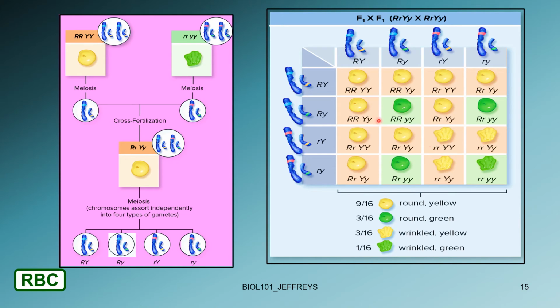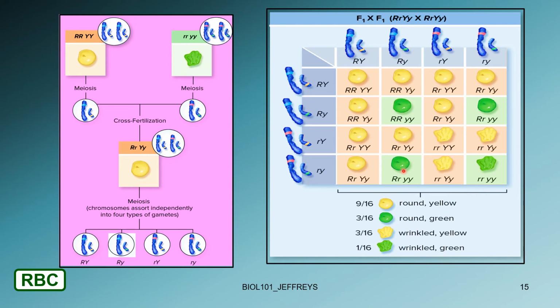And so what you see here is, okay, so big R, big Y is round yellow. Round is the dominant shape, yellow is the dominant color. And remember, heterozygotes are always going to express the dominant. So this is round yellow, round yellow, round yellow, regardless of what the genotype says here. If you have a dominant in there, it's going to be expressed: round yellow, round yellow, round yellow. There's another round yellow, and there's a round yellow there. So that's 4, 5, 6, 7, 8, 9 round yellow plants.